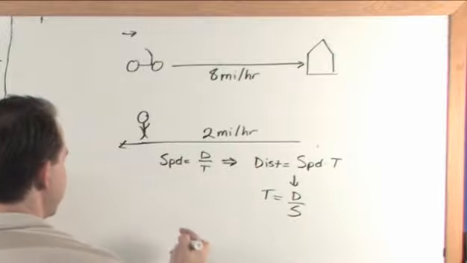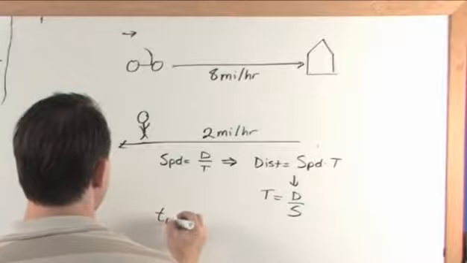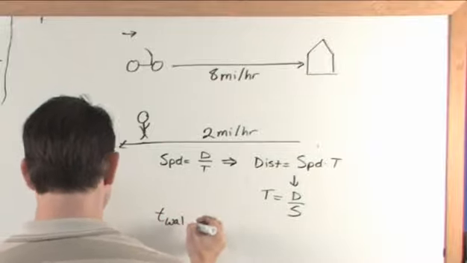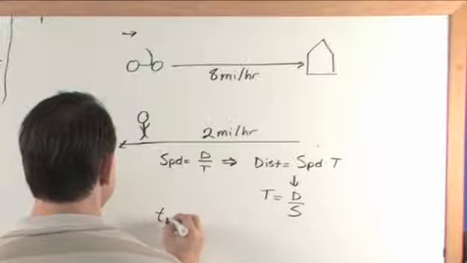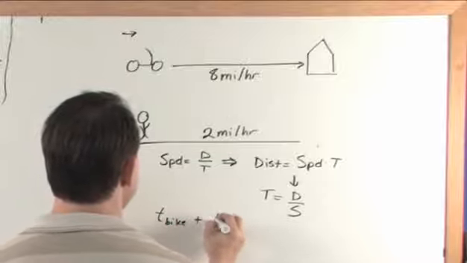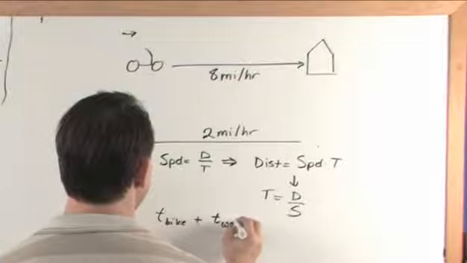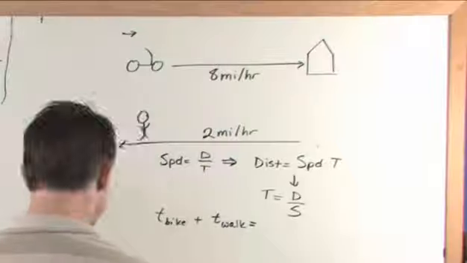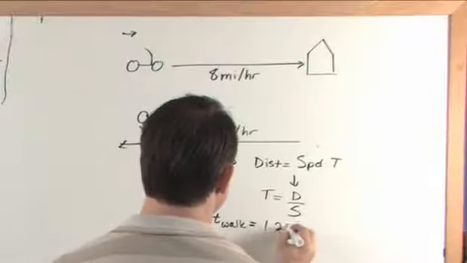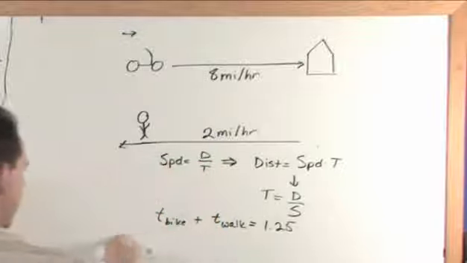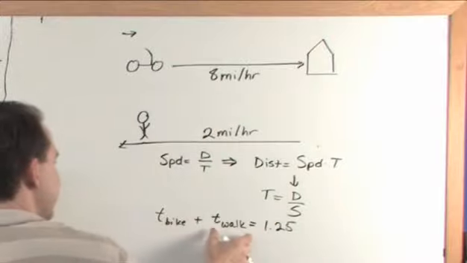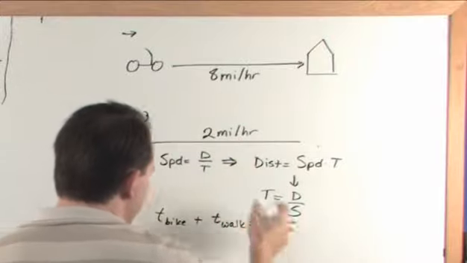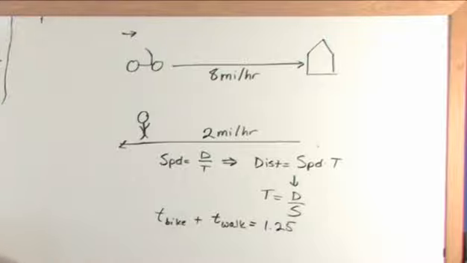So, writing it down, let me write it this way. The time that I was on the bike plus the time that I spent walking is equal to 1.25 hours. That's very, very important, and that's why I'm writing it down this way. That is the major constraint in this problem. The time I spend on this bike plus the time I spend walking back is 1.25. That is one equation, okay?